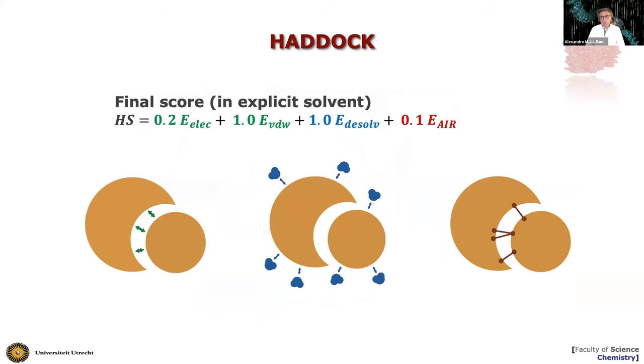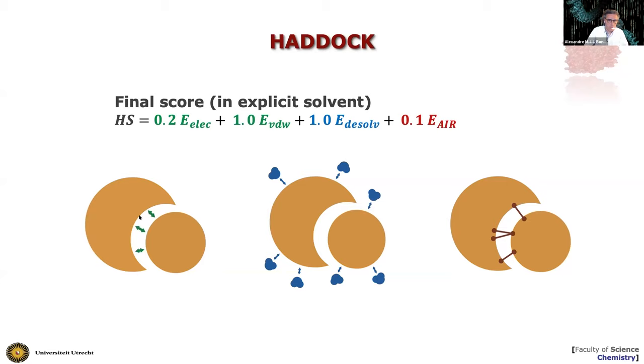So how do we measure? We don't generate one model when you do this kind of modeling, but you generate thousands, tens of thousands or more models. And then you have to decide which one is the most likely model. We do that using some kind of score, which is a combination of different energy terms.